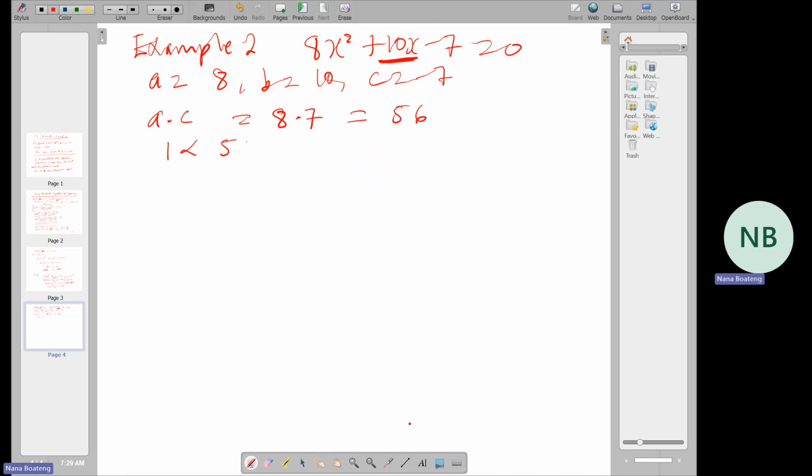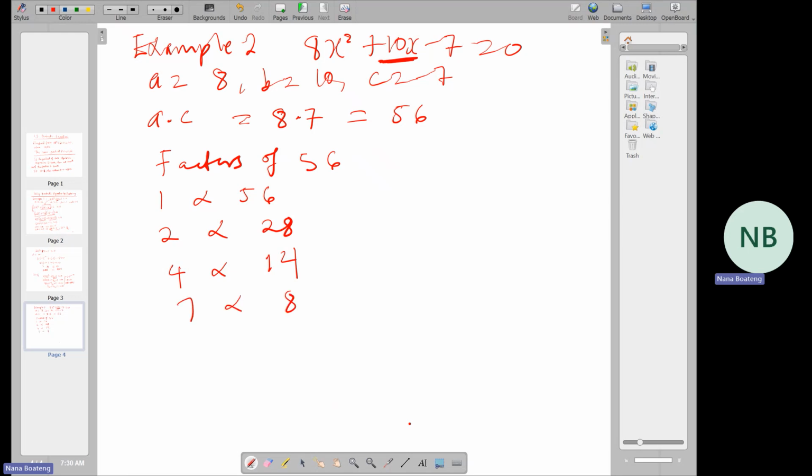So let's list the factors of 56. We have 1 and 56, 2 and 28, 3, not 3, 3 does not divide 56, so 4 and 14, and finally 7 and 8.